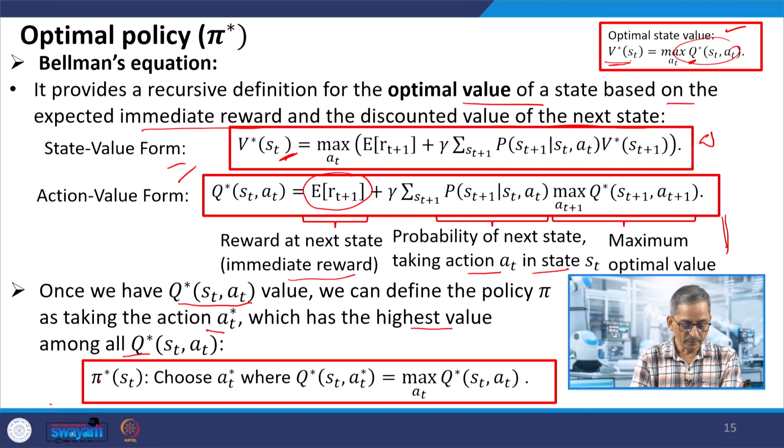So, what is this pi star? This is basically choose AT star where you get the Q star. And how do we get the Q star? It is basically the maximum value of this one, Q star ST AT.